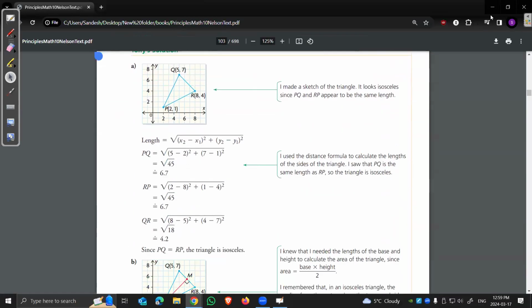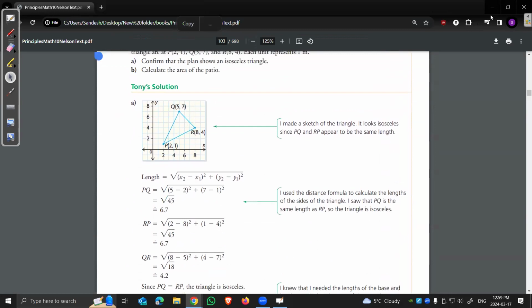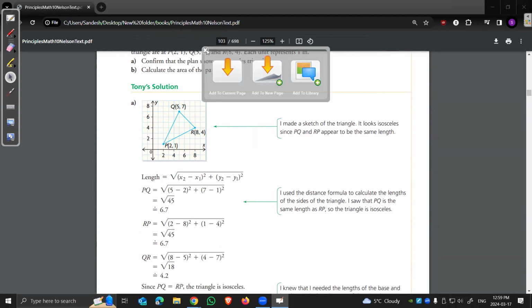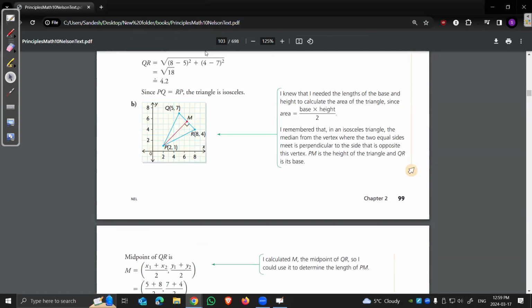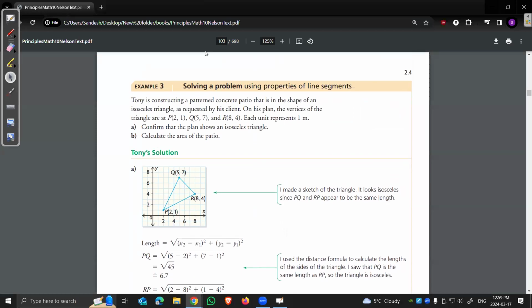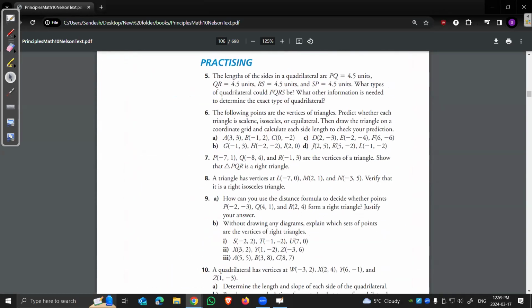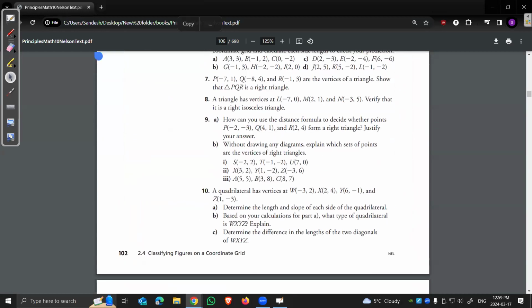Let's do another one, and we're also going to cheat for this one. It already says what type it is. All right, let's just call it there.